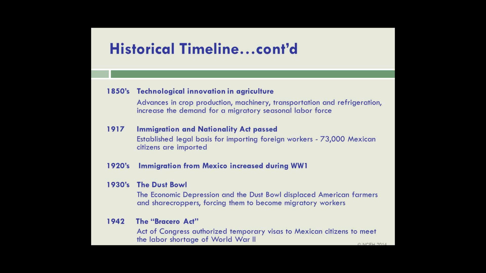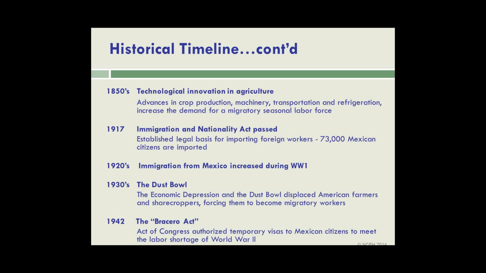The demand for immigrant labor continued. In 1917, the U.S. entered World War I, and as a result, wartime food demands led to an increased need for food production. Yet there was a shortage of agricultural labor workers. This led to the Immigration and Nationality Act of 1917. This act established the legal basis for importation of Mexican laborers, and a total of 73,000 Mexican workers were imported. The influx of migrant farm workers continued throughout the war and well past it.